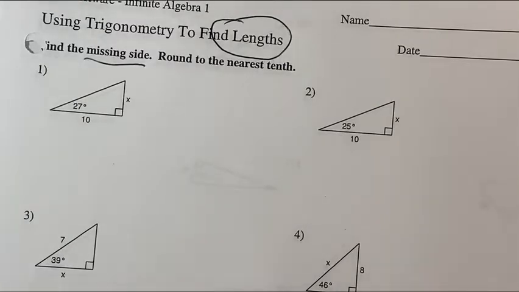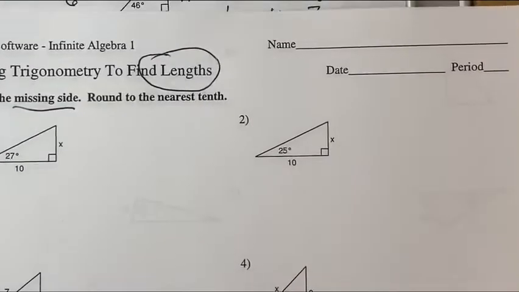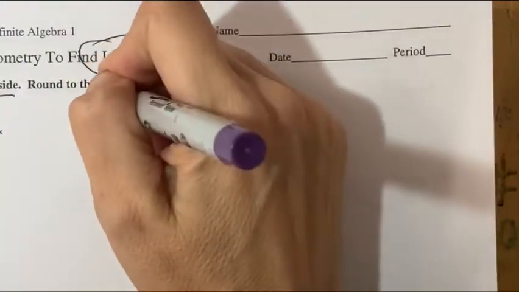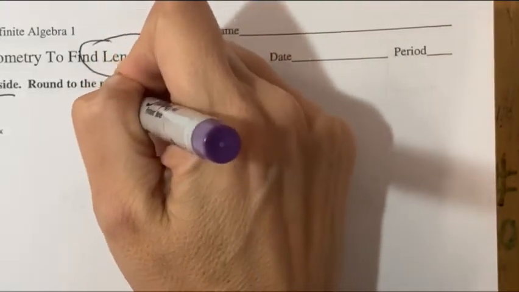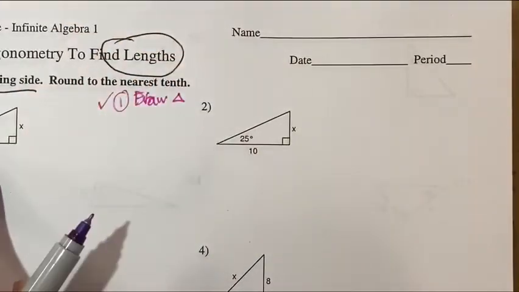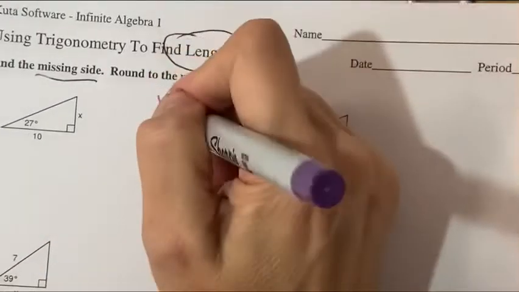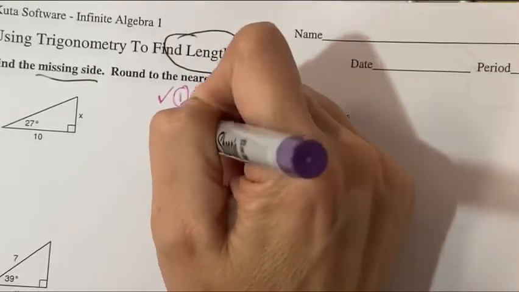Okay, so let's go through the steps for success. And many of us already probably set up a lot of these in class. So step one is draw the triangle, okay? But it's already been drawn for us, right? Step two is find the reference angle and label the sides.